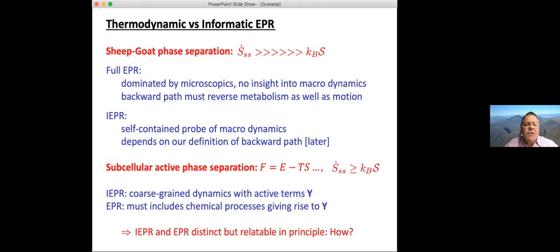So if I take such a thing, say active phase separation close to equilibrium in a subcellular setting, for example, the informatic entropy production rate just tells me about the coarse-grained dynamics with my active terms, which live in the coarse-grained equation for the current. But even at a minimal level, to find anything like a heat flow, I need to also include the chemical processes which give rise to that dynamics. So in such a situation, you expect the IEPR and the full EPR as the heat flux to be distinct but relatable concepts in principle. So what I want to do in this middle part of the talk is say how.